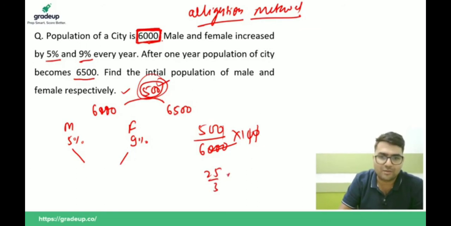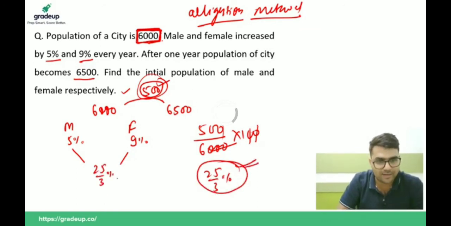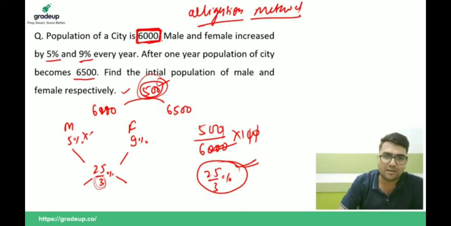25/3% increase in male and female population. So guys, what will you do in this? When you subtract 5 from 25/3 and 25/3 from 9, it will take time. So guys, in these types of questions, whenever you have a denominator, what will you do? Multiply by the denominator in the whole structure.